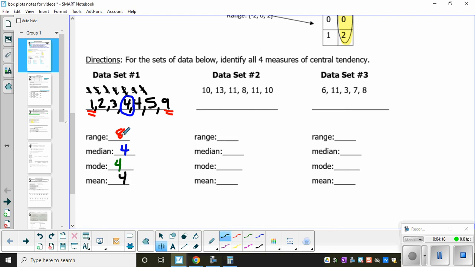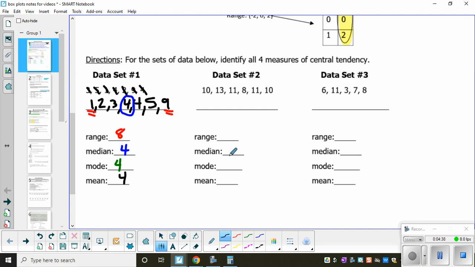So you can see here we've got a bunch of different numbers to represent the data set, and it really just depends on what the scenario is and what you're looking for, which one you would choose to use. It looks like here, obviously, the median, the mode, and the mean all indicate a 4. So 4 is a pretty good indicator of the numbers represented in this data set.